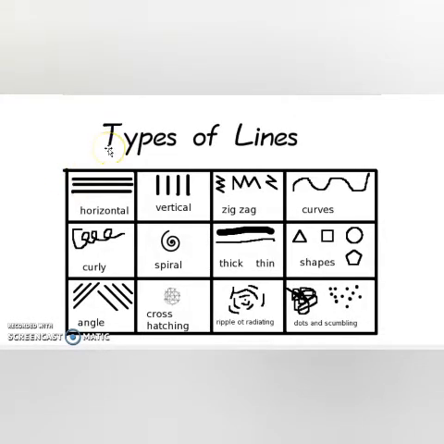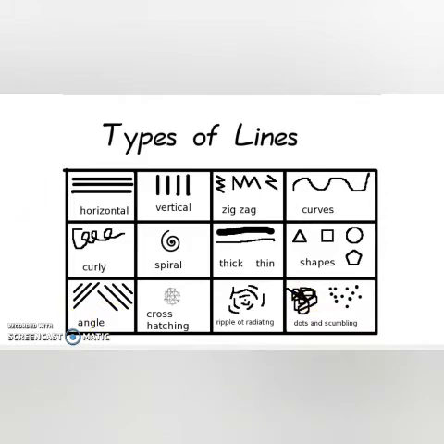These are some types of lines. You see, this is the horizontal line, the vertical line, the zigzag line, the curves, the curly. The curly is a little bit more complicated than the curves. This is the spiral, the thick and the thin. These are the angle, the cross-hatching, the ripple or radiating. These are the dots, and the scumbling.